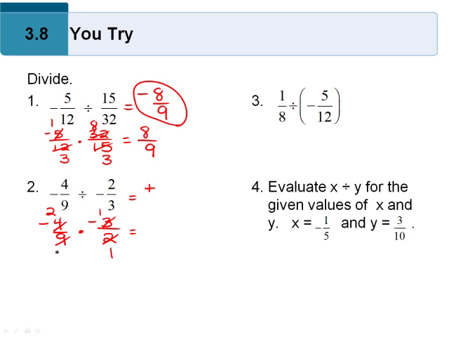9 divided by 3 is 3. So now multiply. 2 times 1 is 2, and 3 times 1 is 3. So we end up with positive 2/3.